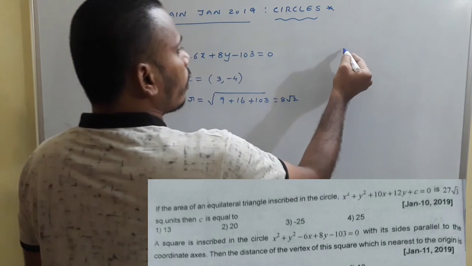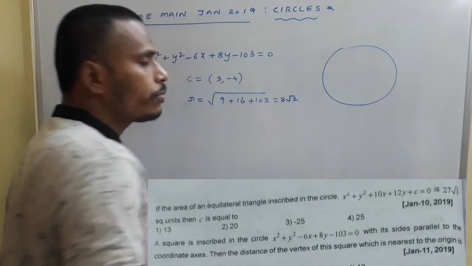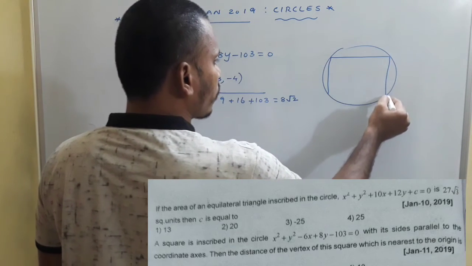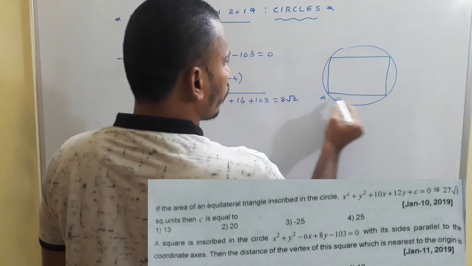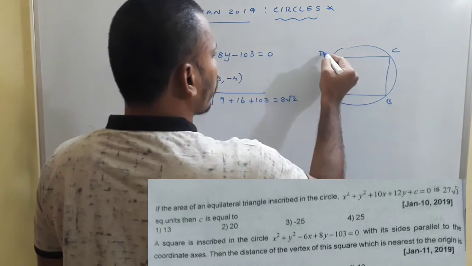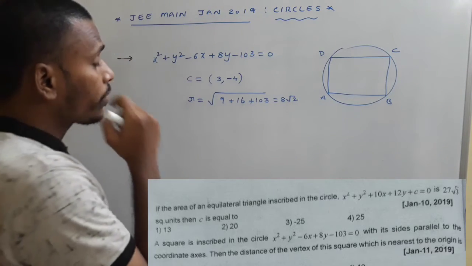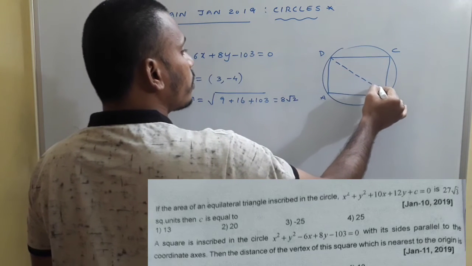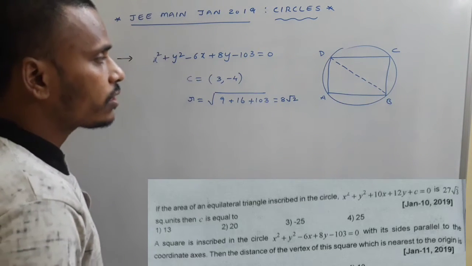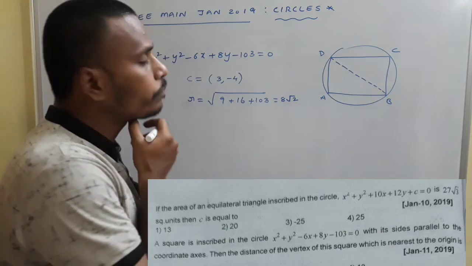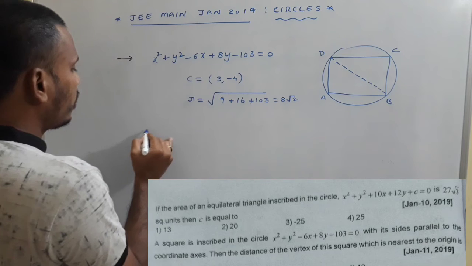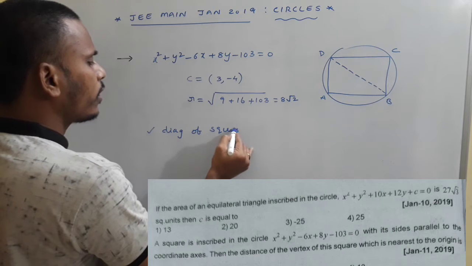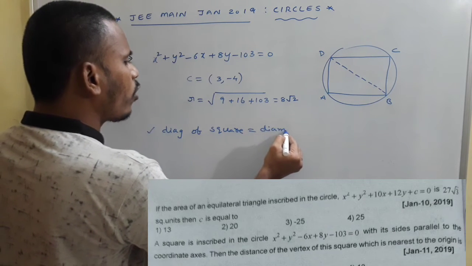Now, see, what happens when a square is inscribed in a circle? Usually this is the circle, and you just imagine this is the required square, and name the square ABCD. We need to calculate the vertices of this square. If a square is inscribed in a circle, then the diagonal of the square is simply the diameter of the circle. Here radius is 8 root 2 actually. So what I am saying is diagonal of square is equal to diameter of circle.